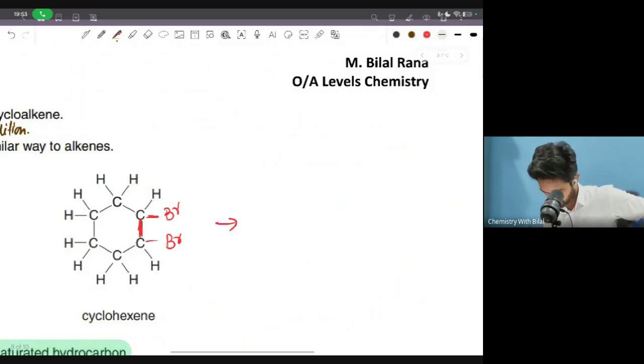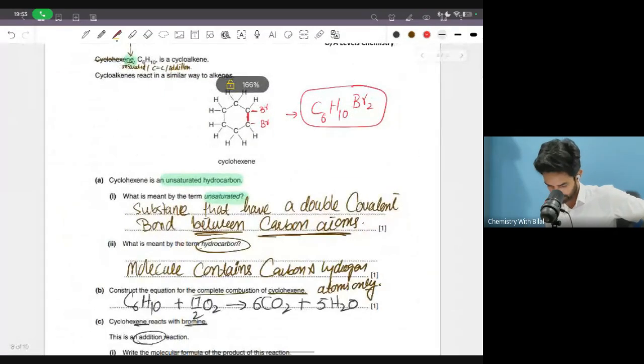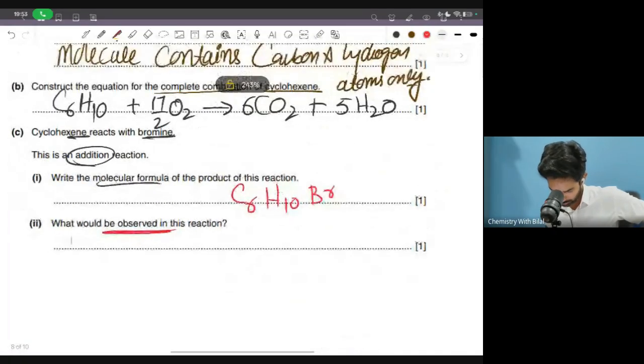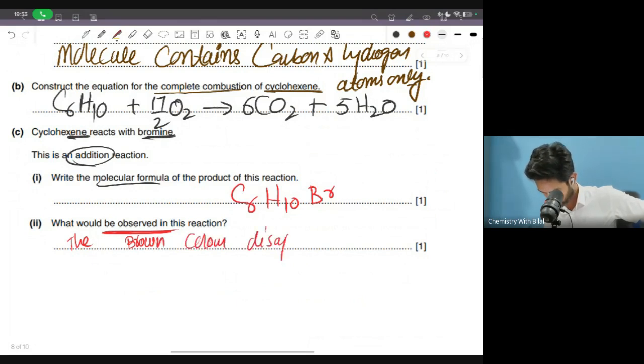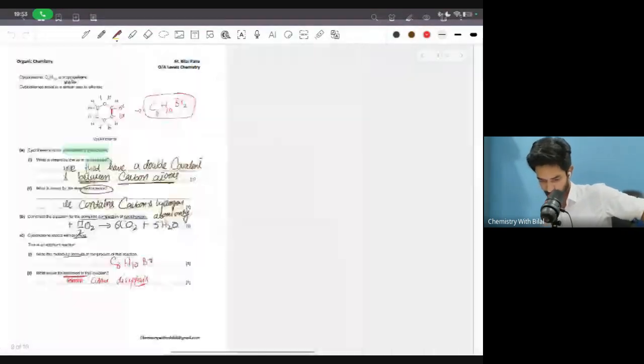तो इसका formula क्या होगा? It will still have the same carbon, the same hydrogen, but bromine is added. So this is the formula of the product, and that is exactly what you write here. C6H10Br2. What is observed? What would you observe? The brown color disappears. Make sense, everyone? Yes. Yes. All right.